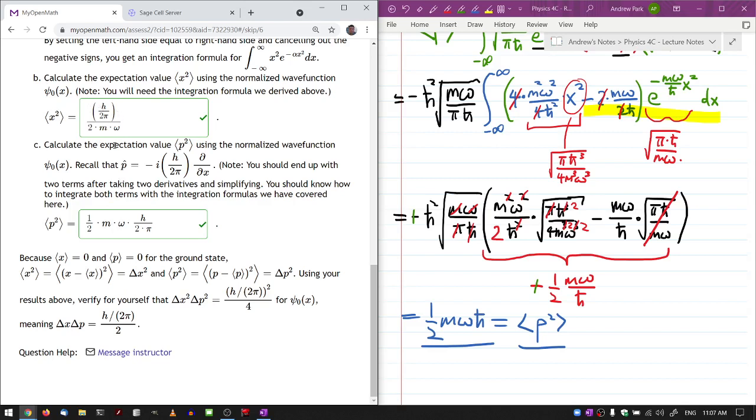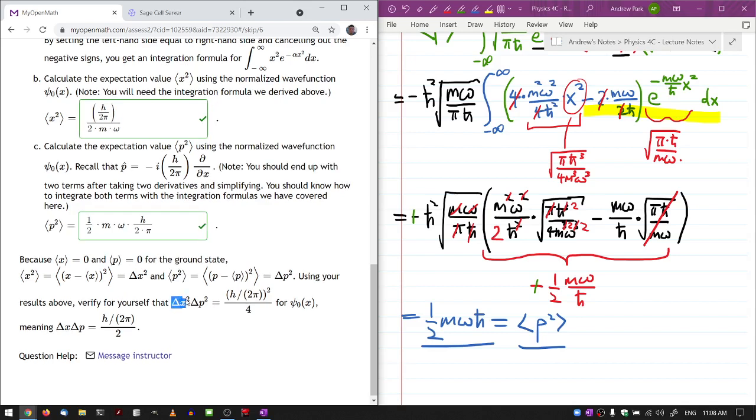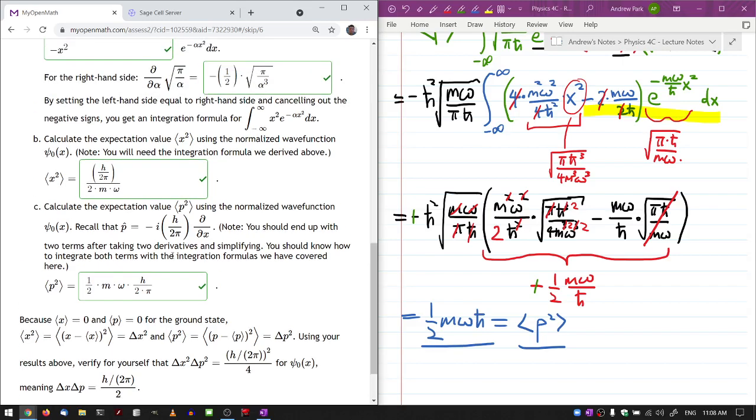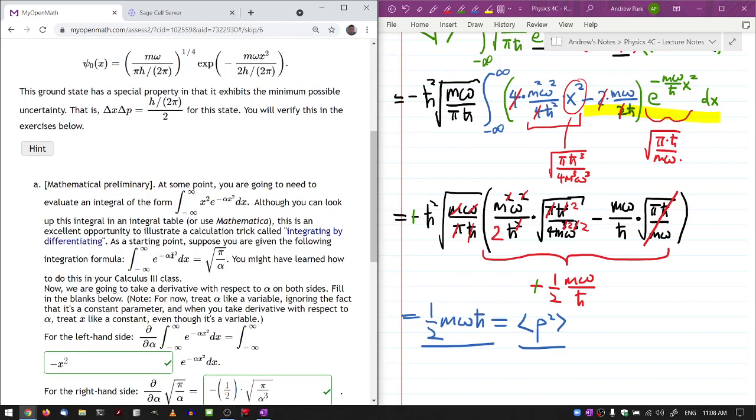So you get this result that the standard deviation squared of x times the standard deviation squared of momentum is h bar squared over 4. If you imagine taking the square root of everything, you end up with h bar over 2, which is the minimum allowed uncertainty under the Heisenberg uncertainty principle. It's quite an elegant result.